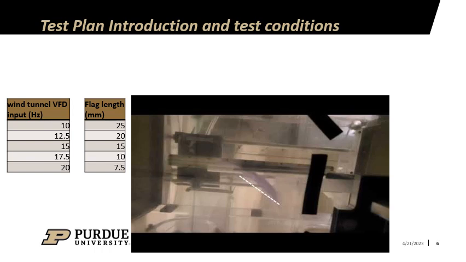This is found by counting the frames between a full period of the flag and then dividing by the frame rate of the camera. The frame counting process can be seen in the video on the right. The process of measuring the drag and period at each speed was repeated for each length value that is seen in the table on the right.